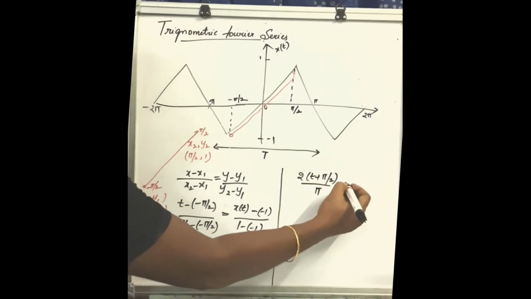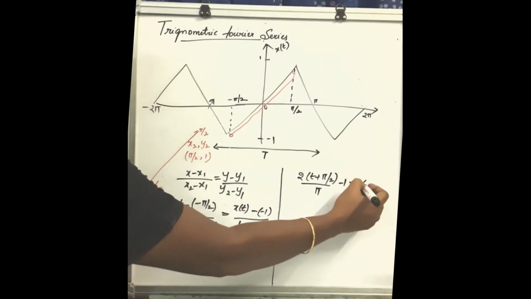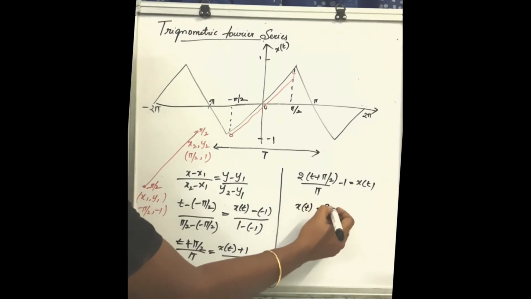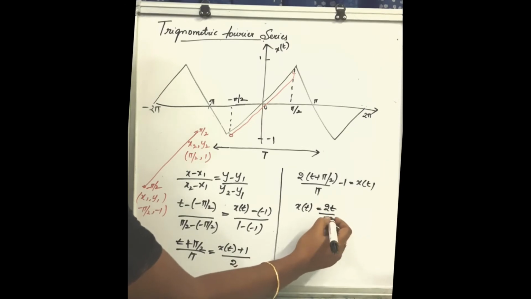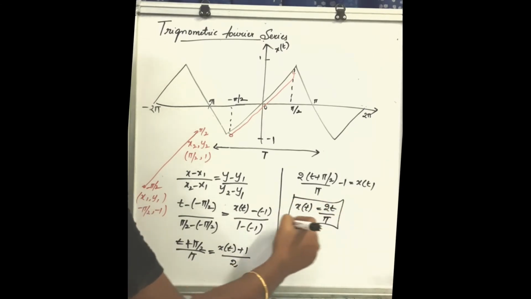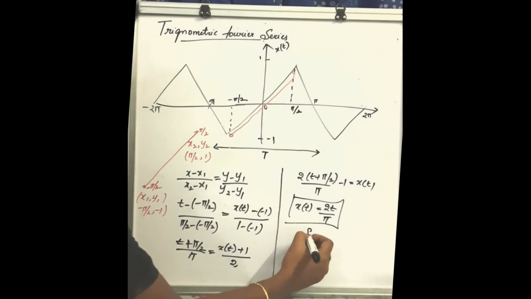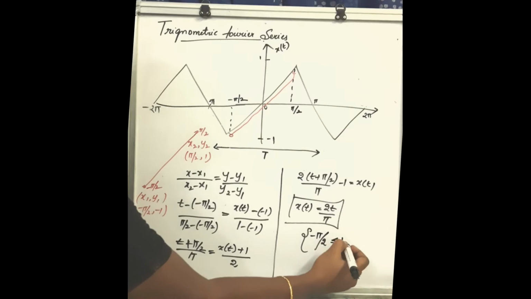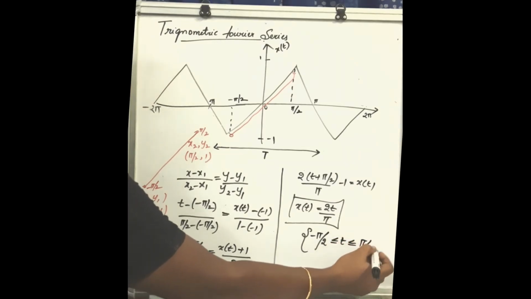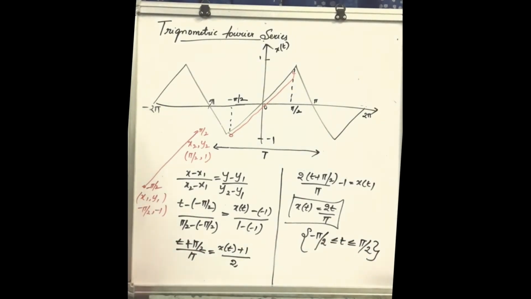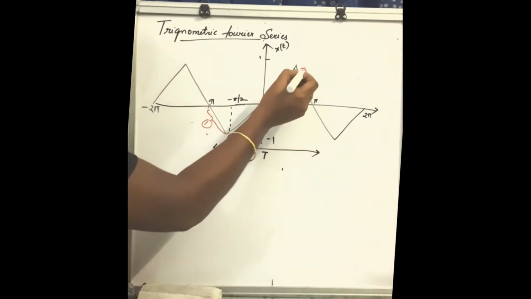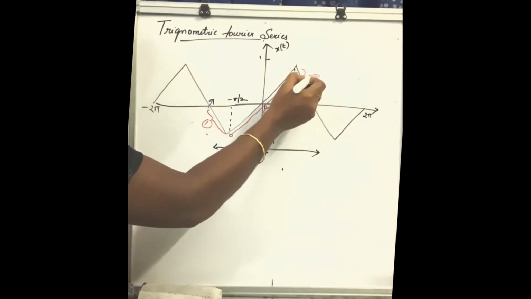Simplifying the equation, finally you will get x of t is equal to 2t by pi, and this amplitude is for the interval minus pi by 2 to pi by 2. So we have found out the second amplitude. We have completed 1 and 2. Now we'll go for the third part.